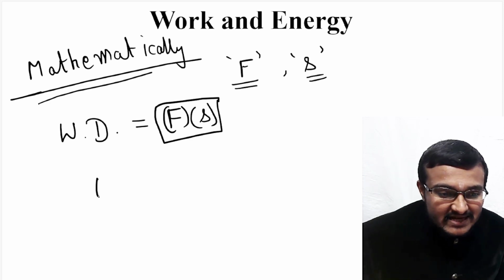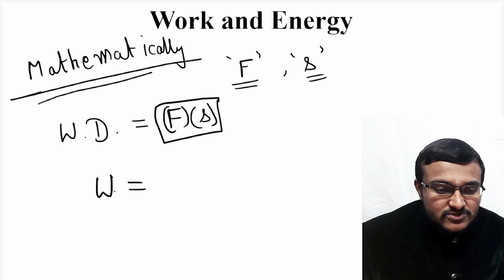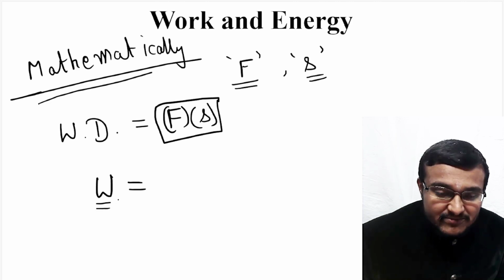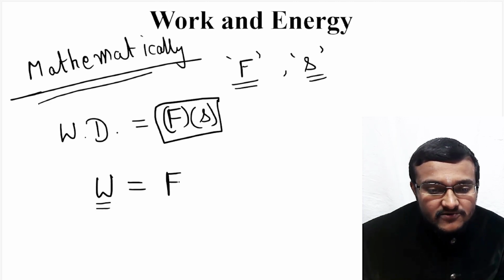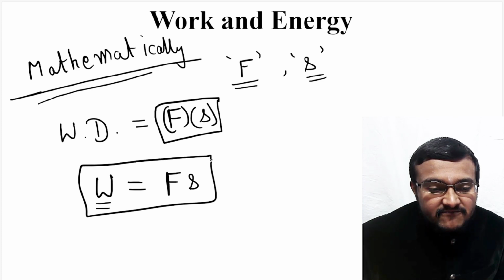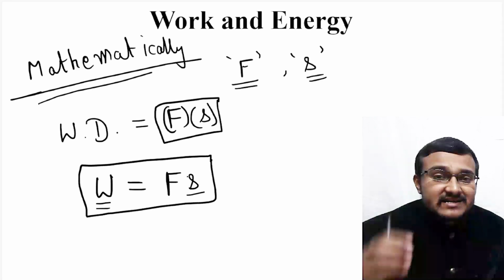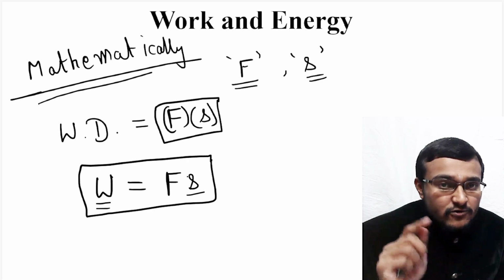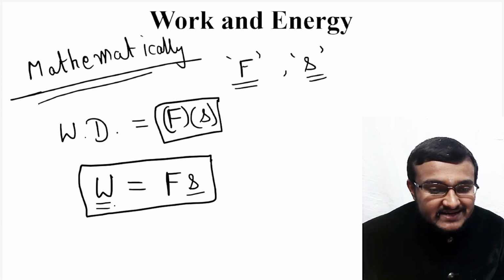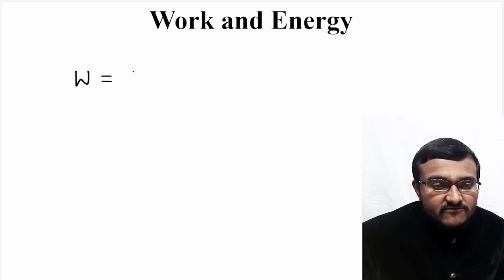So mathematically, work done, which we can call capital W, will be equal to F into S. F is the force applied and S is the displacement along the direction of force. So that is work done. Now we have the formula for work done, that is W is equal to F into S.